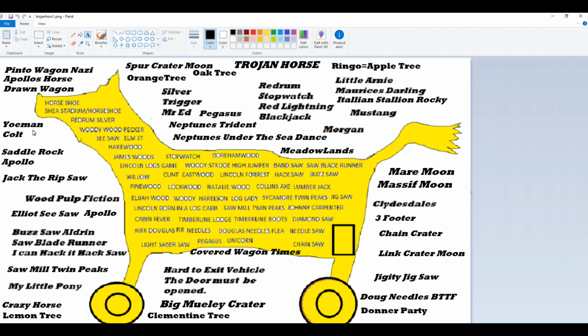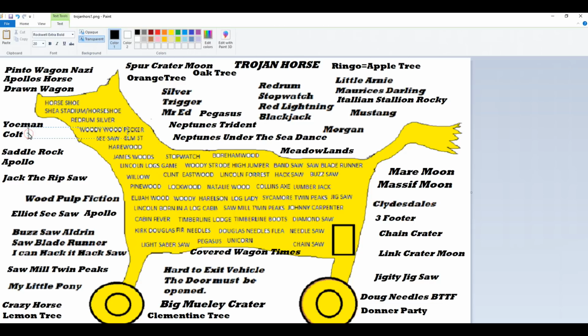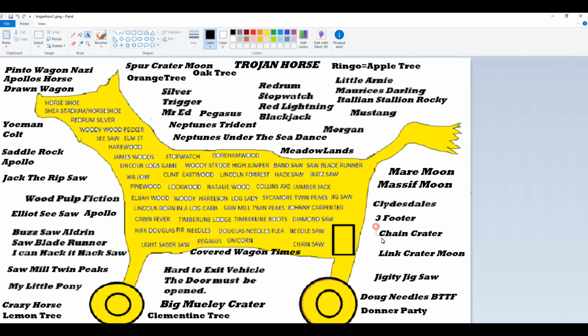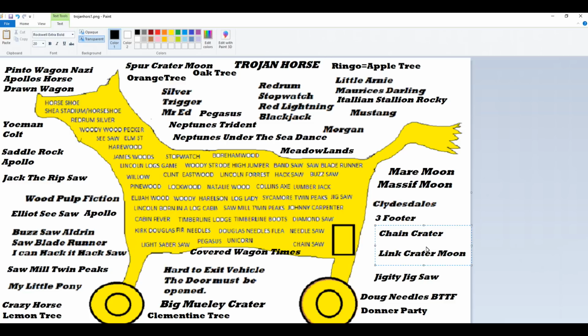Like we go to Yeoman Colt, that's in the cage. Well, that directly ties into a mare on the moon. So you have a mare and a colt. You have a massif on the moon. It's one of the features. So you have mare and massif. A three footer. You link these things together, and then we're told to do this by the two creators, Chain and Link Crater on the moon. And these are on the hand-drawn landing maps they give us.